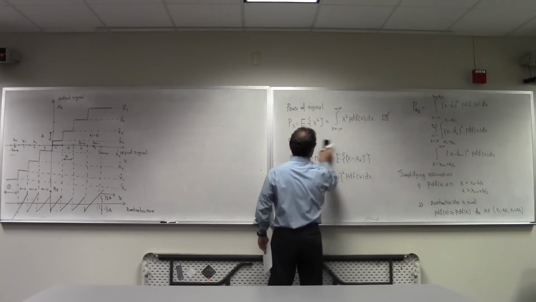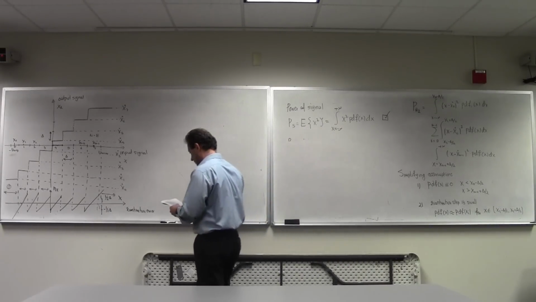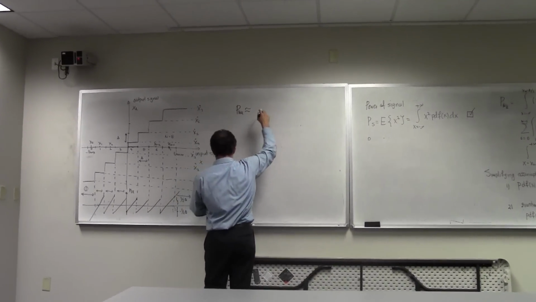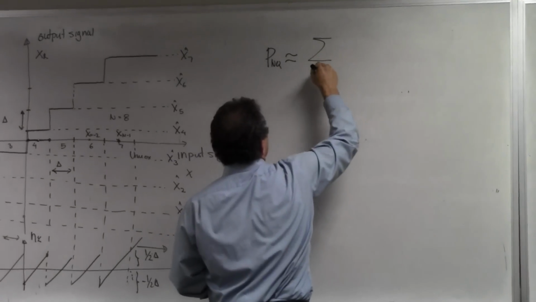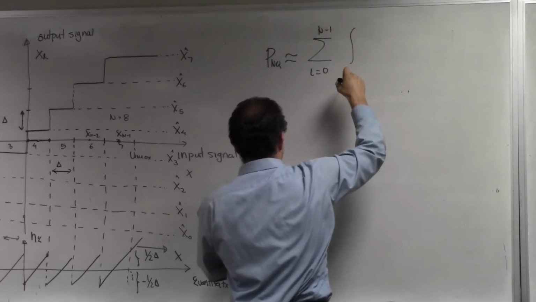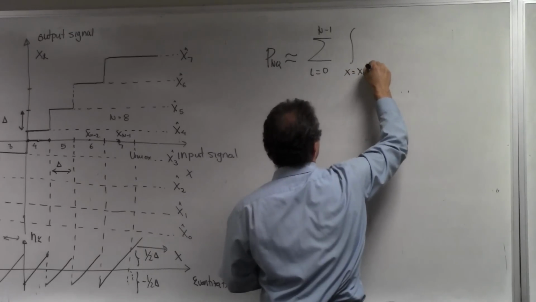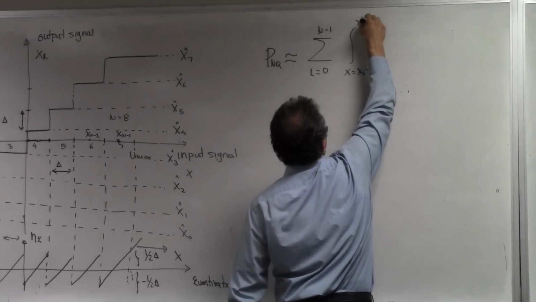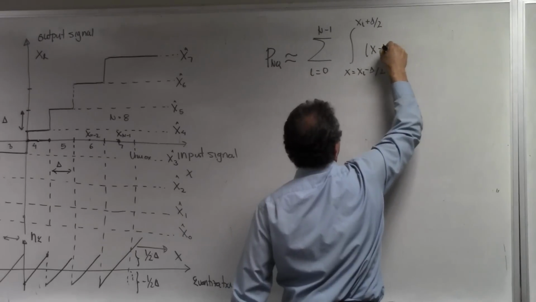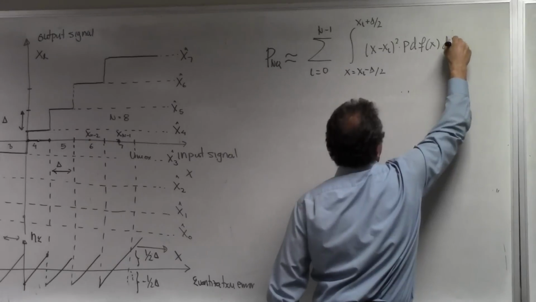So let me actually leave this on. I'm going to need that, and then let me just continue with calculating quantization noise for it. So the power of the quantization noise is now approximately the sum when i goes from 0 to n minus 1, of the integral when x goes from xi minus delta over 2 to xi plus delta over 2, of x minus xi squared times PDF of x dx in that particular interval.